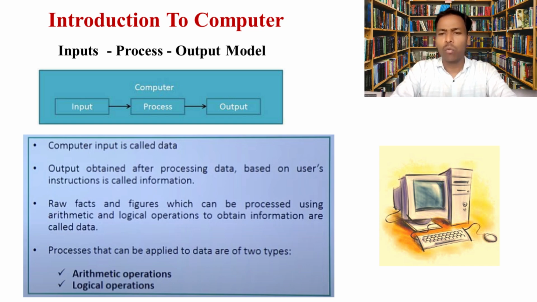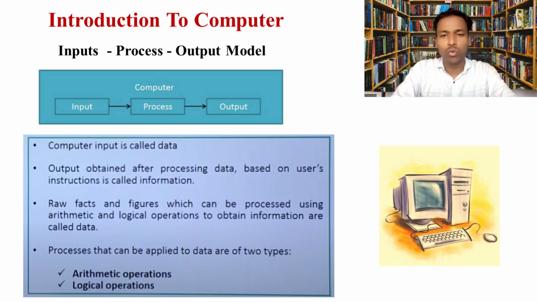For example, I want to add two numbers, say 2 and 3. So what will I input? I will input the two numbers 2 and 3, and I will input the arithmetic operation that I want to do, which is addition. What is the process that will be done by the computer? Addition, 2 plus 3 will be done by the computer, and what is the output that will be given to us? It will be 5. So 2 plus 3 is equal to 5. This whole process has been done by the computer.